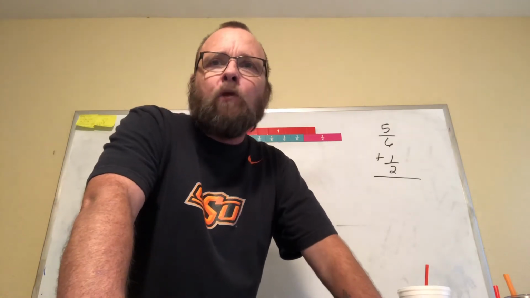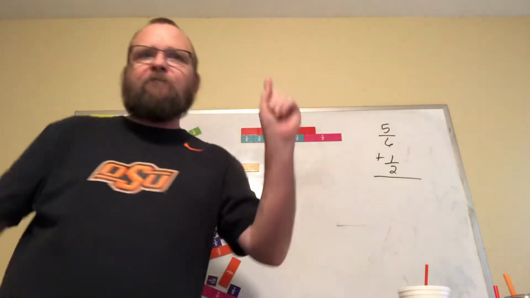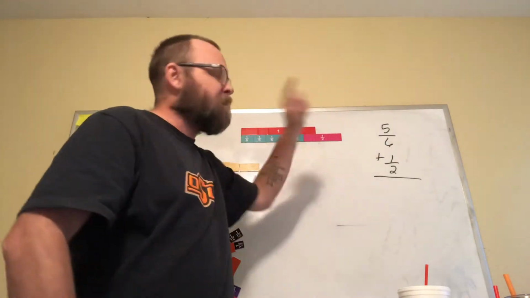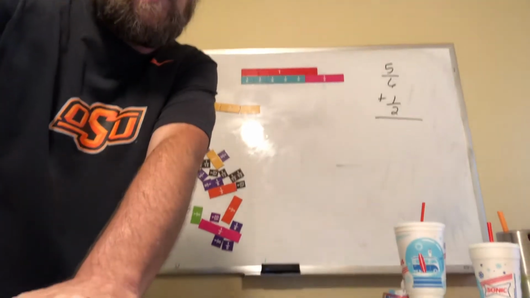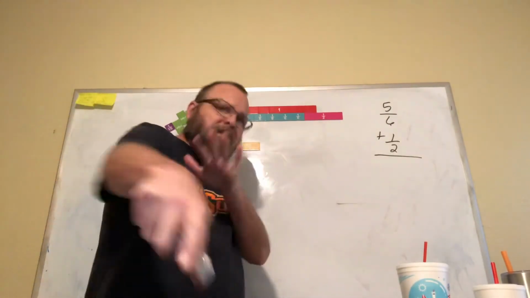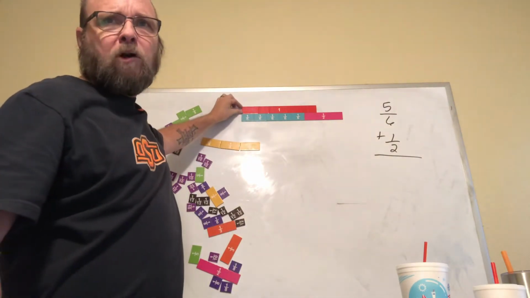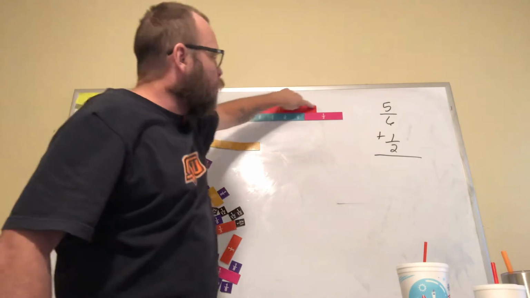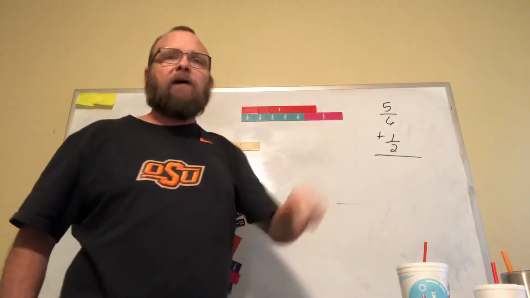ages. We're going to go ahead and go over these problems that I assigned you at the end of class yesterday. The first one that you were assigned was 5/6 plus 1/2. I've set it up here with my fraction bars. I have one whole, and then below it I put my 5/6, and then I put my 1/2.